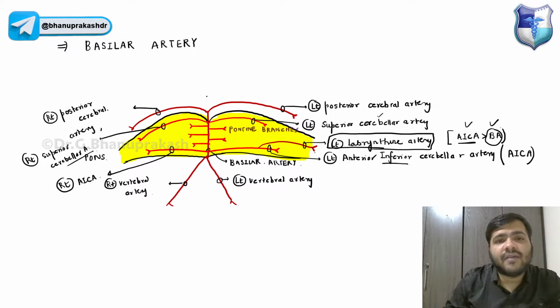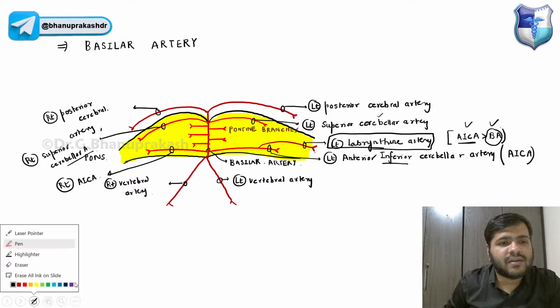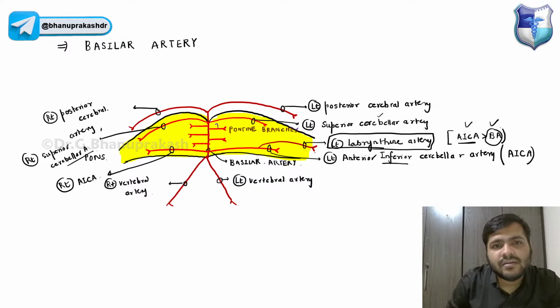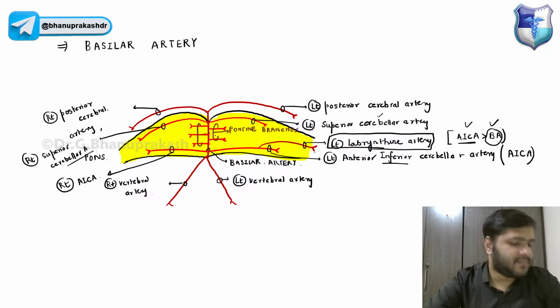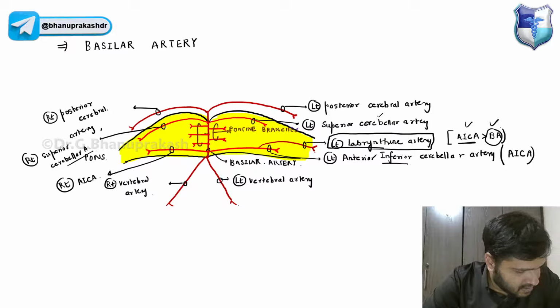These four branches, yes, these are all pontine branches. If you want, I'll just circle it. These are all pontine branches, the left and the right pontine branches, right?